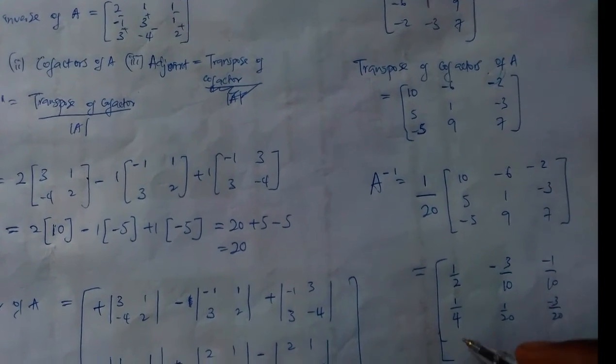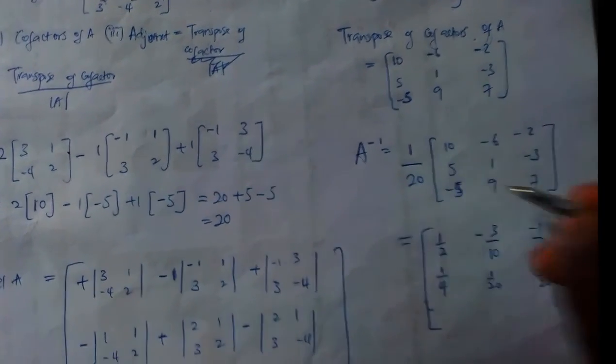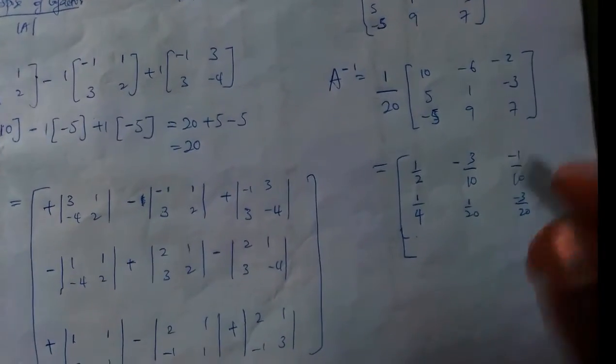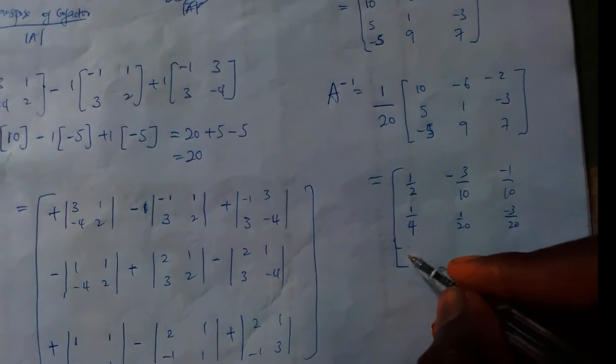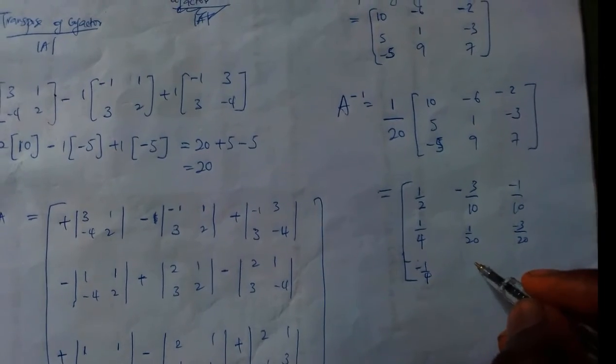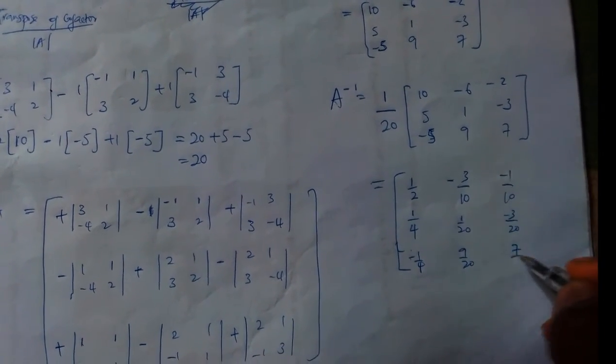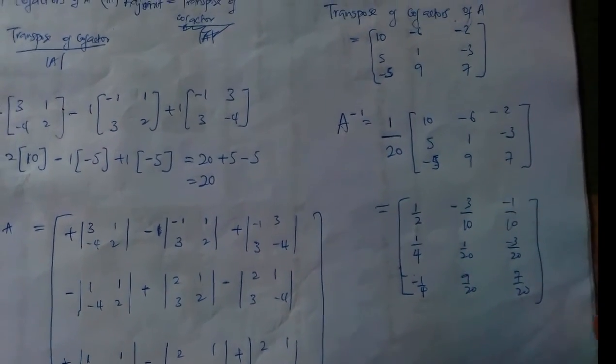And finally, this is minus 5 here, so I'll have this as minus 1 over 4, 9 over 20, 7 over 20.